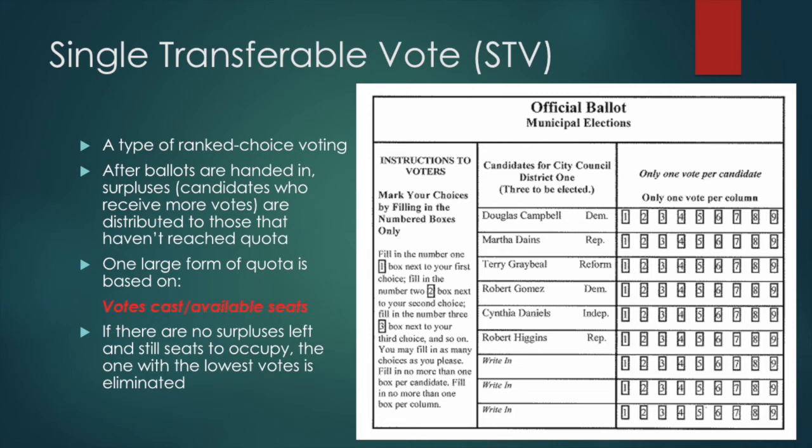With no surpluses left and still seats to occupy, the one with the lowest votes is eliminated, and their ballots will be distributed to the remaining candidates. The process repeats itself until all the seats are filled.